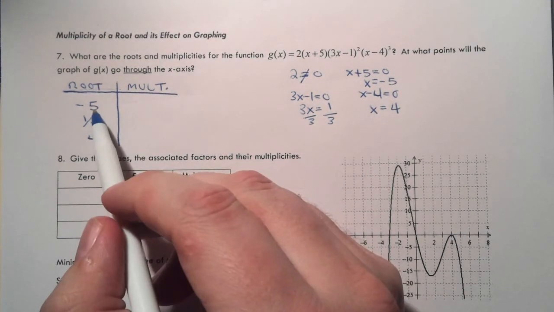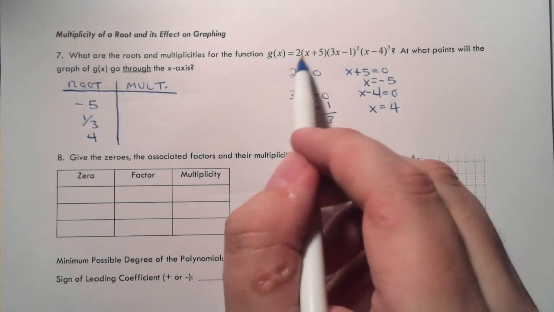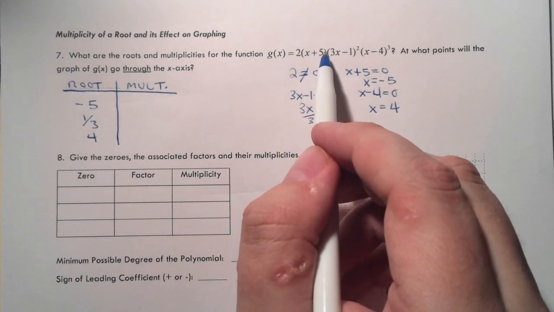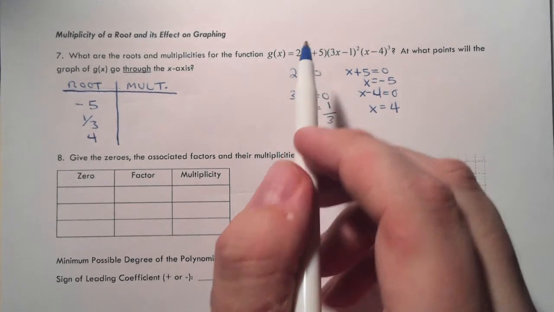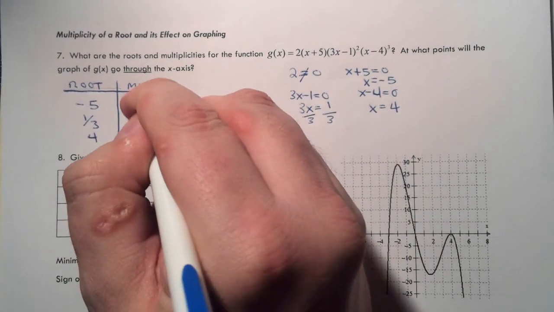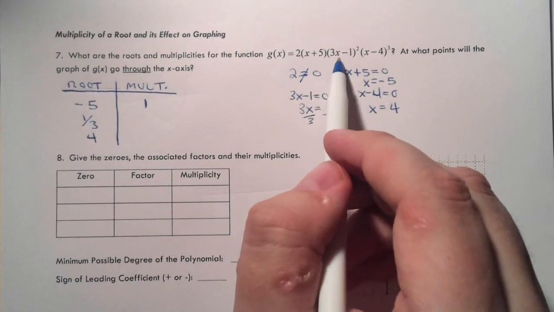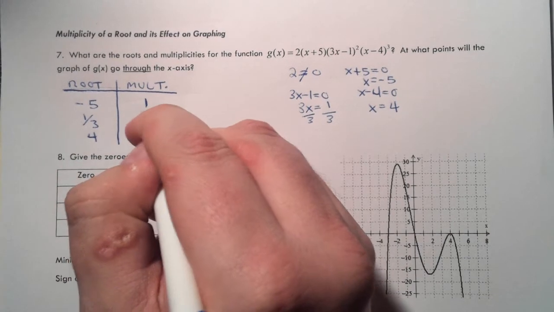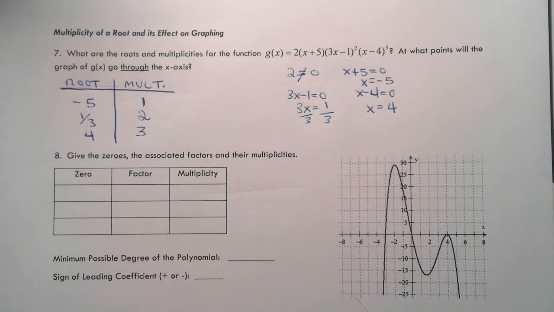So if I have a root, negative 5 for instance, negative 5 comes from the factor x plus 5. X plus 5 is raised to the first power. So that power, that exponent, tells us the multiplicity. The root negative 5 has multiplicity 1. The root 1/3 has multiplicity 2. And the root 4 has multiplicity 3.